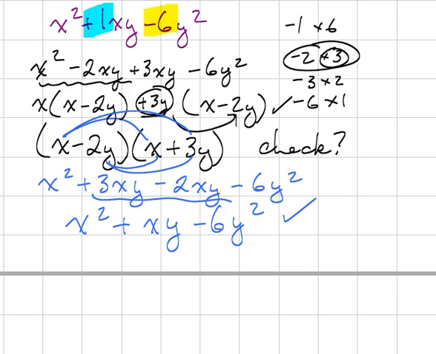So that's factoring trinomials that start with a 1, x squared term. Okay, no other number in front, just in the middle and at the end. And of course, we get a little harder than that, so I'll show you an example of that next.